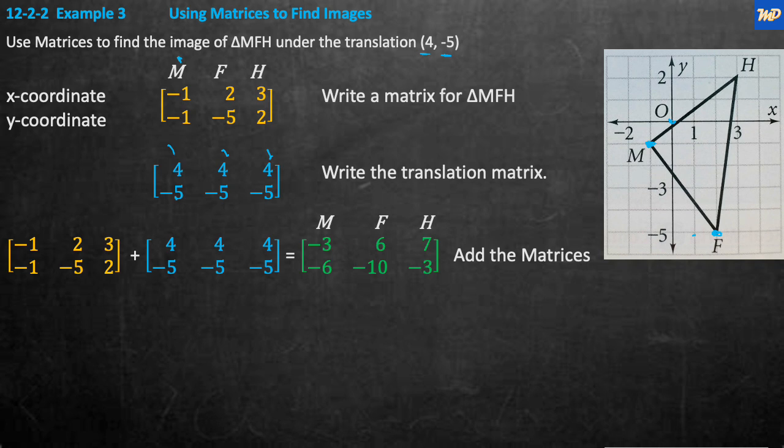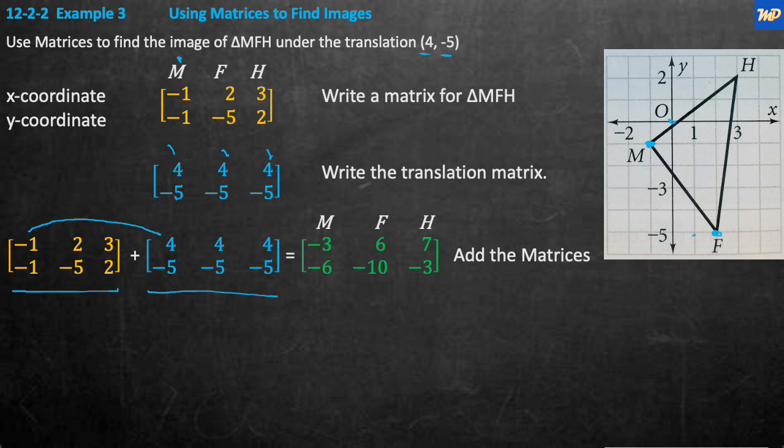So here's the addition. We have the location of our triangle that we're going to image, plus the translation matrix, and we're going to add them. So how do you add them? Well, each one gets added together and creates a new identical matrix. It's a 3 by 2 matrix.